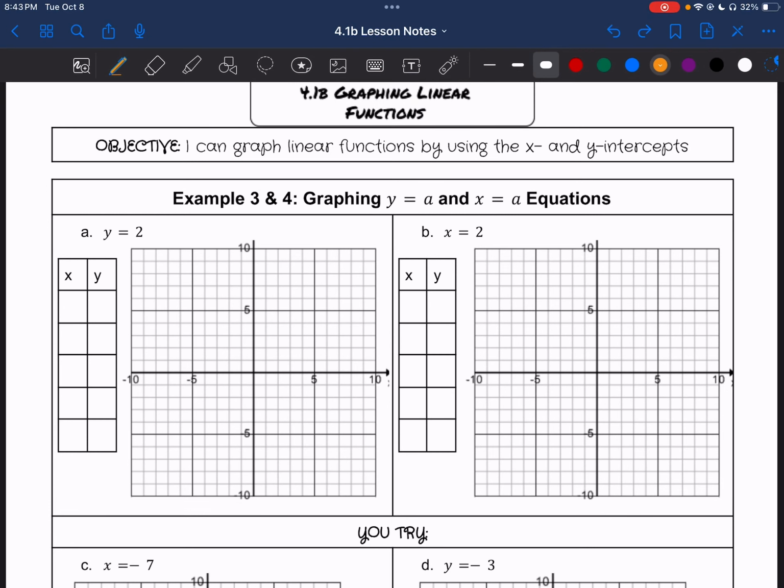Hello, and welcome to Lesson 4.1b, Graphing Linear Functions. Our objective for today is that I can graph linear functions by using the x and y intercepts.